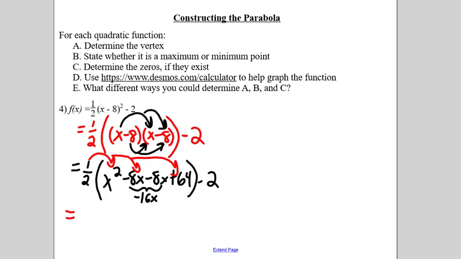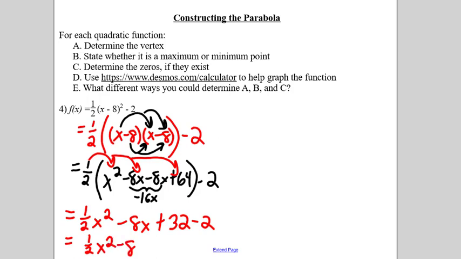So half of 1 is 1/2 x squared. Half of 16 is minus 8x, and half of 64 is 32. So this is 1/2 x squared minus 8x plus 30. That's my equation. So I can use that now to find my vertex and to find my zeros.